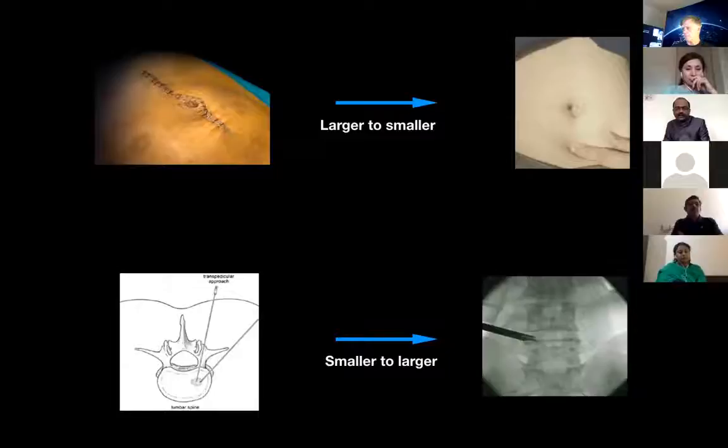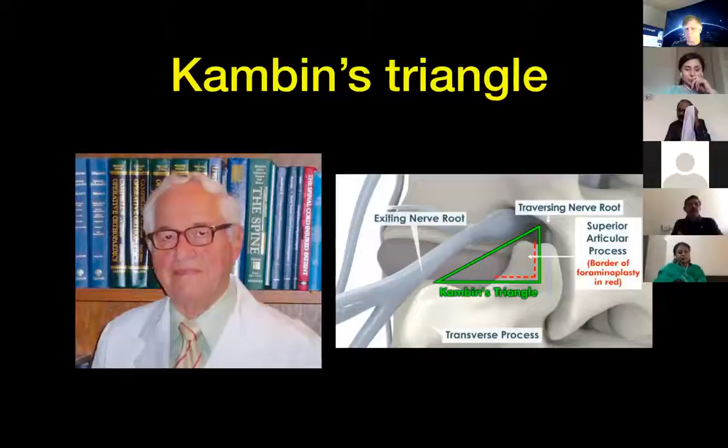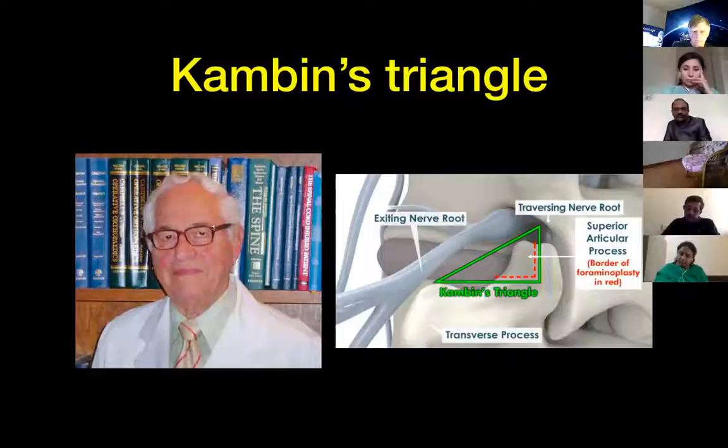So he is Professor Kambin, and he devised this triangle for safe entry of the needle. You can see the hypotenuse is formed by the exiting nerve root, the base is formed by the upper end plate of the lower vertebra, and the height is formed by the traversing nerve root or dura, usually masked by the ascending facet. So this is the safest entry zone. You have to stay away from the hypotenuse to reach the safest entry zone into the nucleus pulposus.